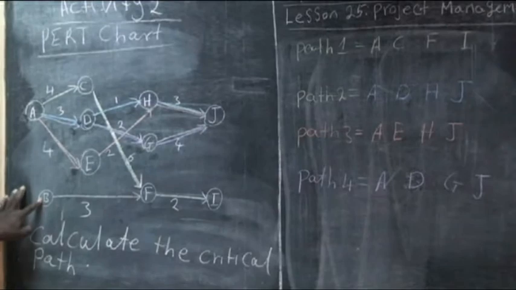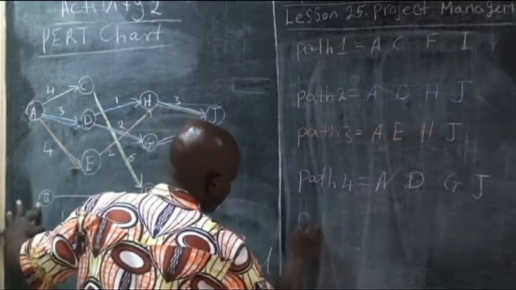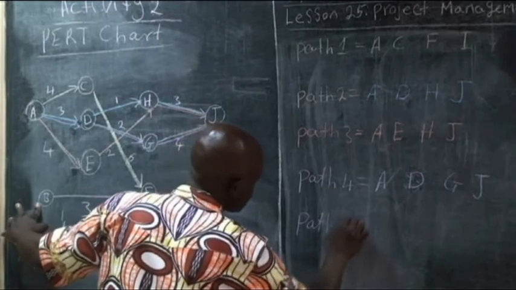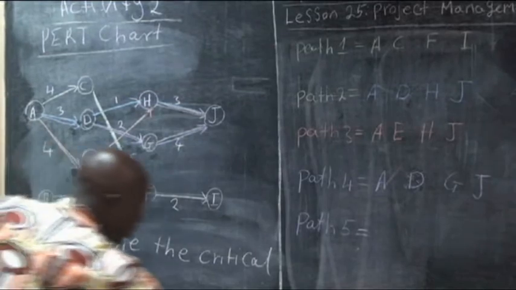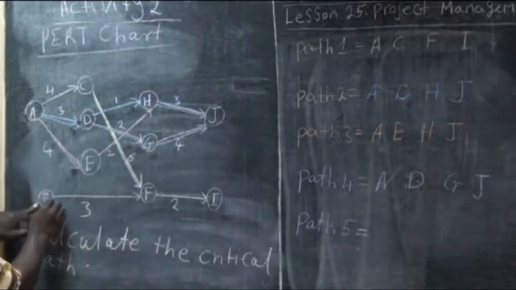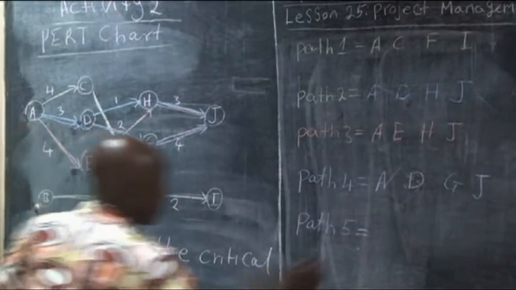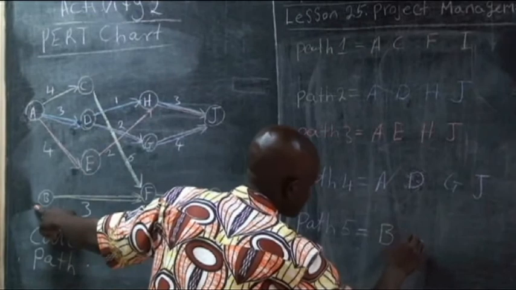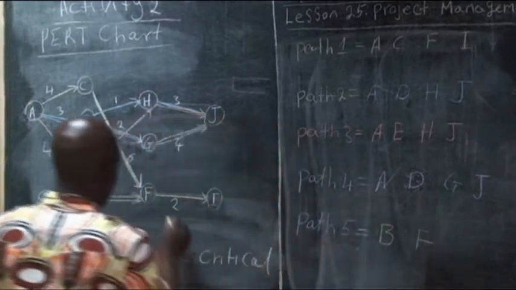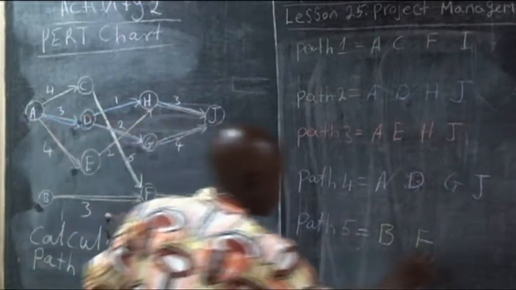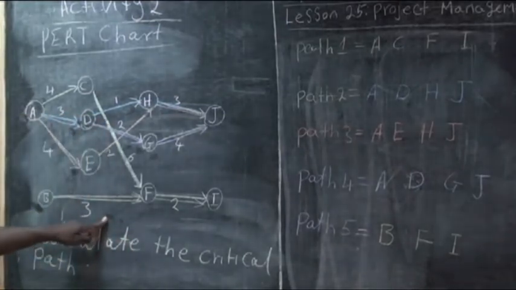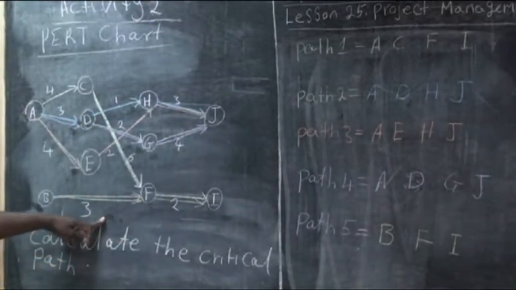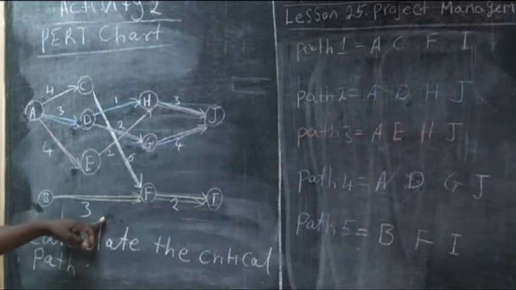We look at the fifth path. The fifth path will be B to F, and F to I. That is the end of this part, and when we look through, we have gone through all the various paths.